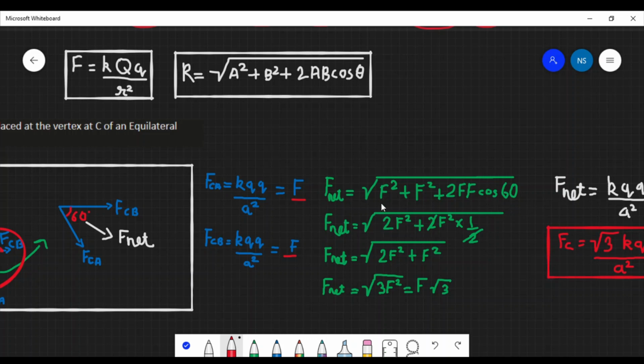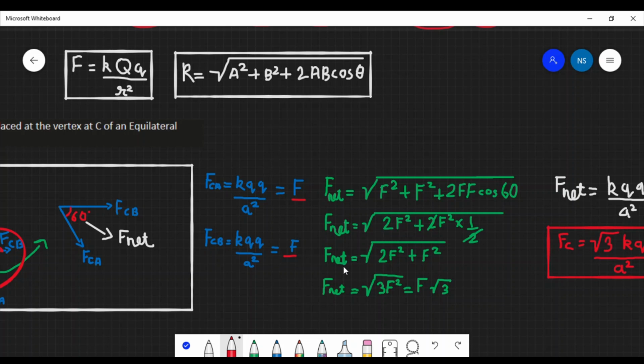So we add these two and we get that force net is equal to under root of 2F square plus 2F square multiplied by cos 60, that is 1 by 2. So 2 and 2 will get cancelled and we will be left with F square plus 2F square.